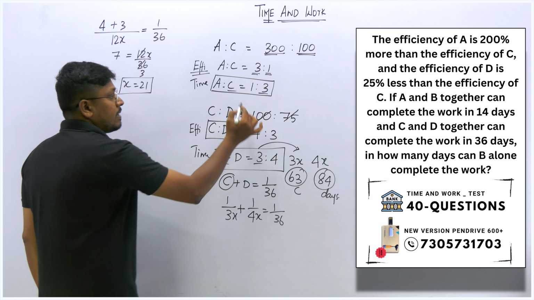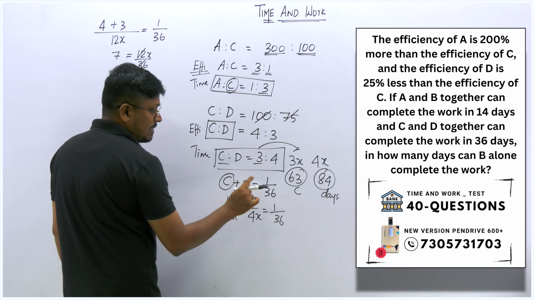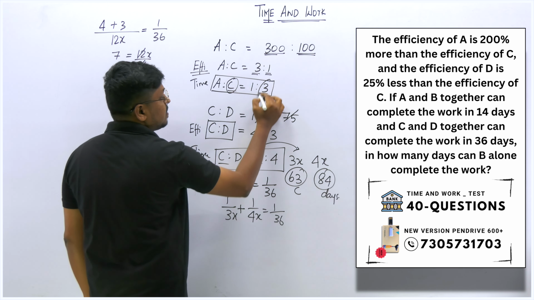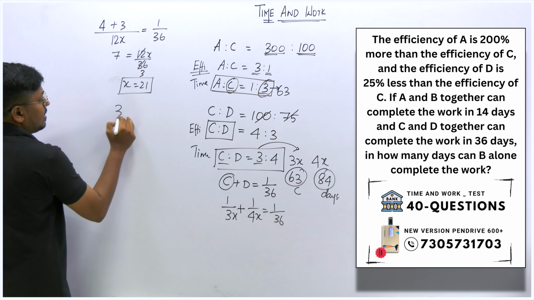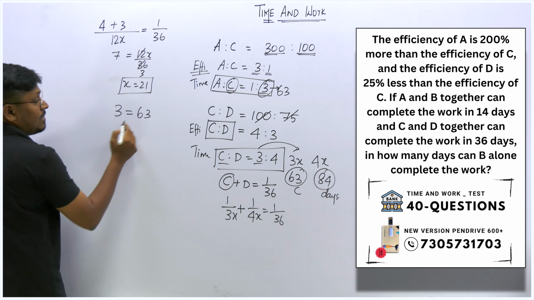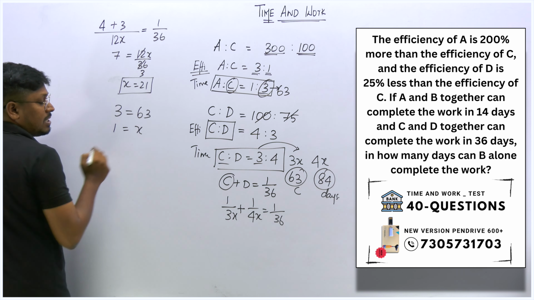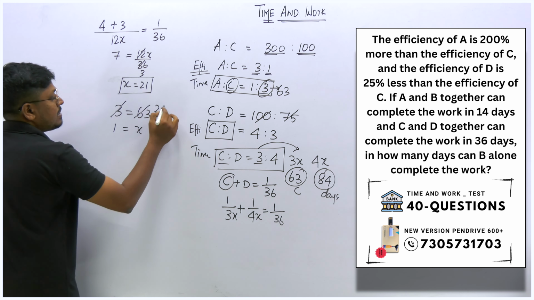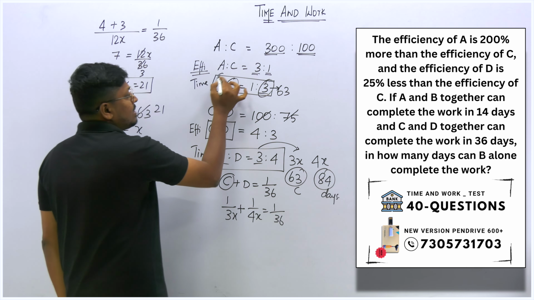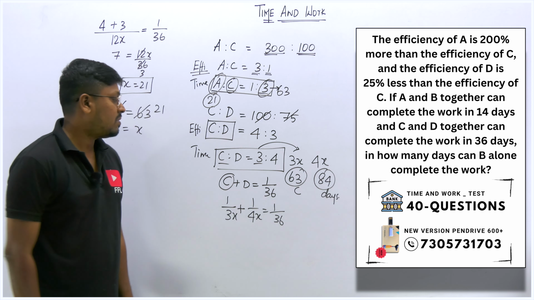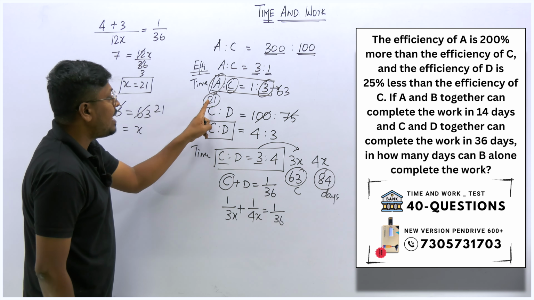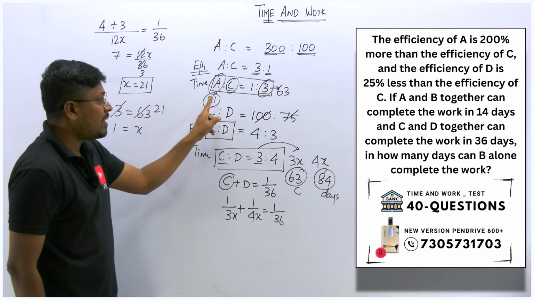And similarly, here we know that C alone takes 63 days to complete a piece of work. That means 3 part is equal to 63. What about 1 part? So 1 part is equal to x. When you cancel this, the result will be 21. That means A alone can complete a piece of work in 21 days. So friends, understood or not? So finally, we found A alone can complete a piece of work in 21 days.